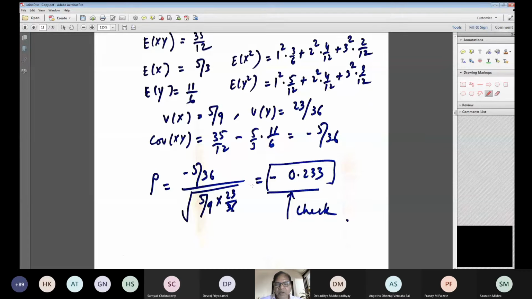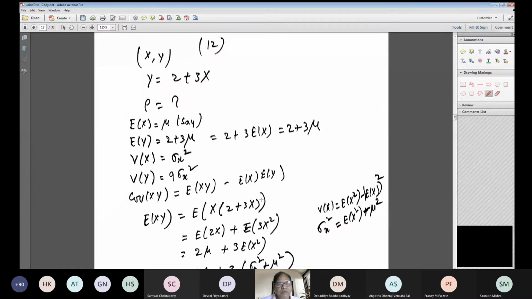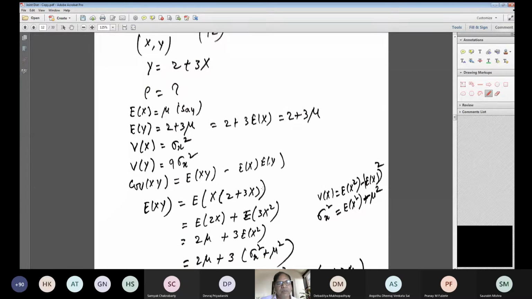It will always lie between -1 and +1. So if you are getting a value greater than 1, which is not in the range of -1 to 1, then some error is there and you can recheck your calculation. Having done that, there are a few observations I want to make. Suppose we have a linear relationship between x and y. Linear relationship means y equal to a plus bx type of relationship. Okay, y equal to a plus bx is a line.